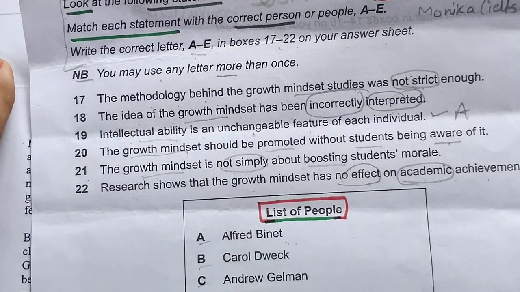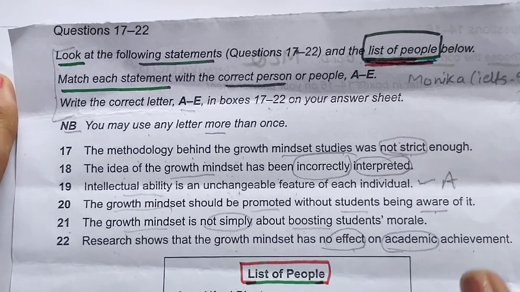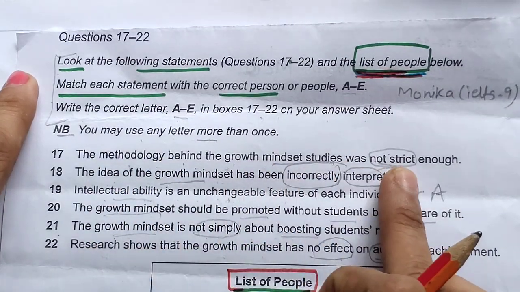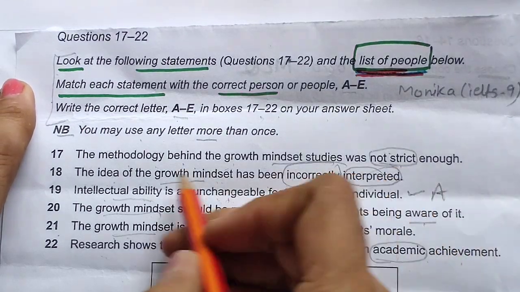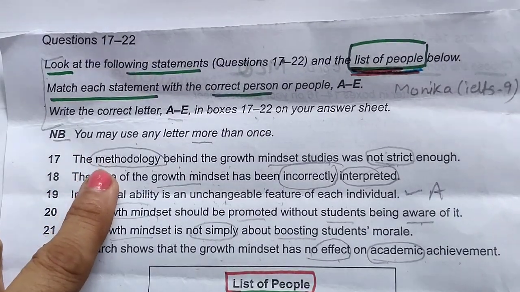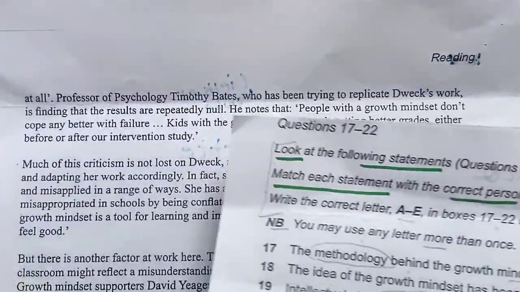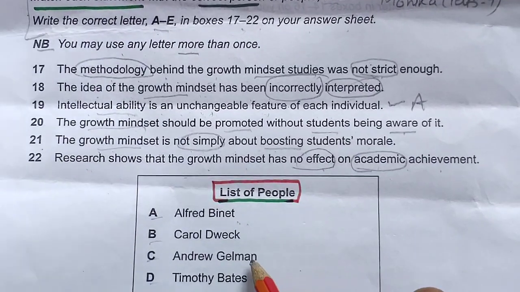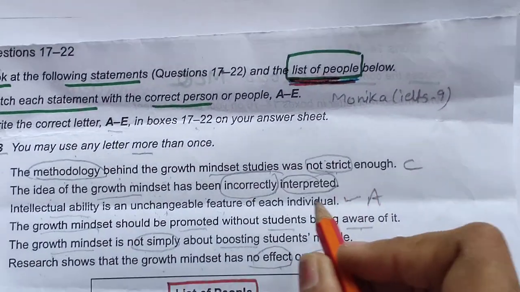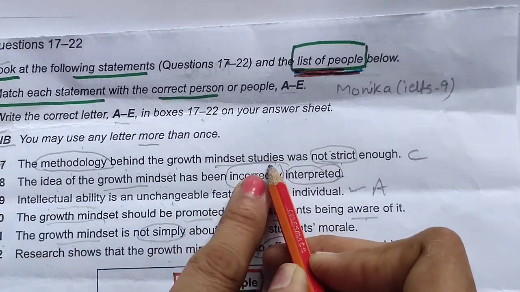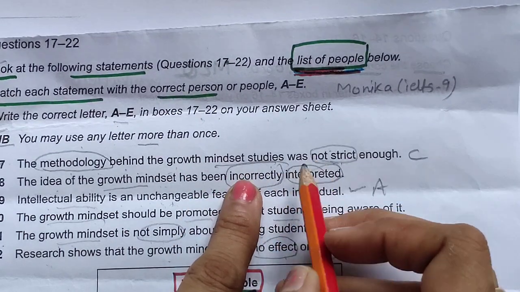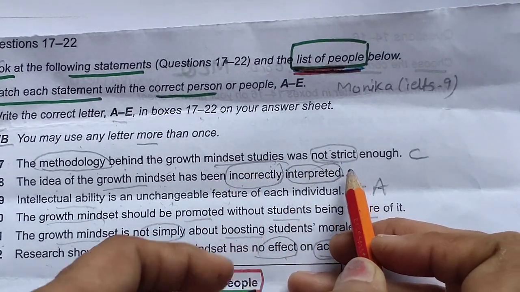What is this person saying? Let's read it one by one. The methodology behind the growth studies was not strict enough. If you know the meaning of this, it will help you. So I will go with C, Andrew Gilliman, because the mindset studies' design was not strict enough, the theory was given, and it can fit any theory.